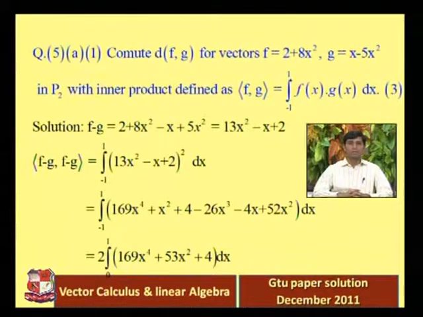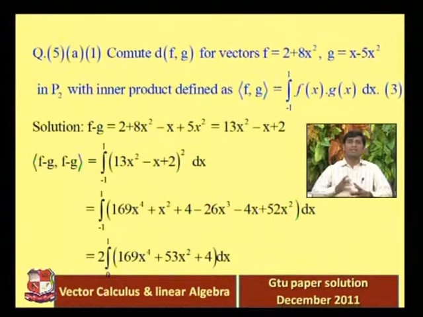Now we want to find the inner product of f minus g with f minus g, and the inner product we already defined here: the inner product of f with g is equal to the integration from minus 1 to 1 of the multiplication of f and g, f(x) into g(x). So now the inner product of f minus g with f minus g is exactly the integration from minus 1 to 1 of f minus g into f minus g.